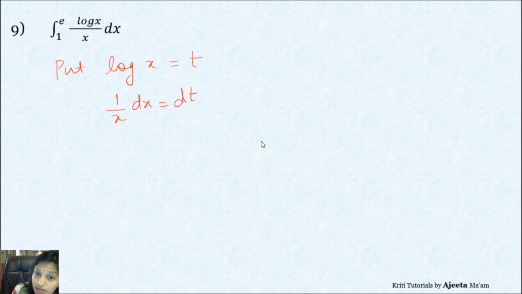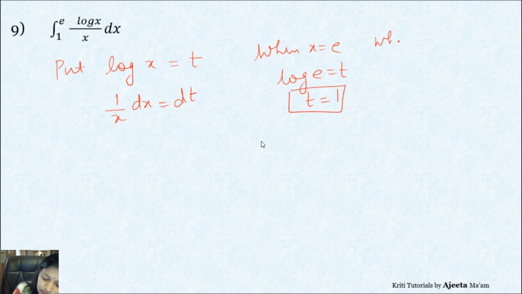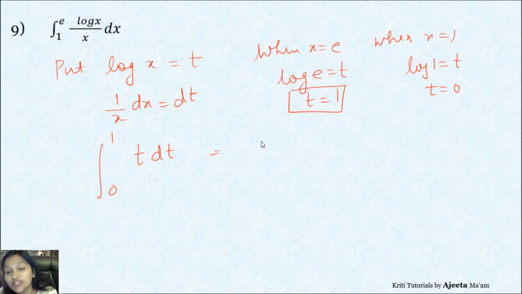So we will have to change the limits now. Let's do it. So when x is e, log e is t. So that is 1. And when x is 1, log 1 is t, which is 0. Yes, correct. So we have 0 to 1, t dt. That's it. Simple question. Just check how we have changed the limits. We are changing the limits using the substitution and simply simplify it.